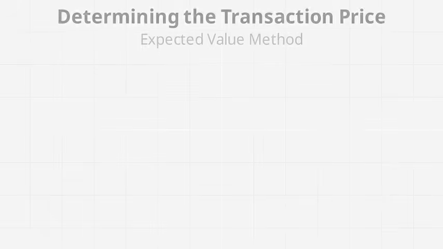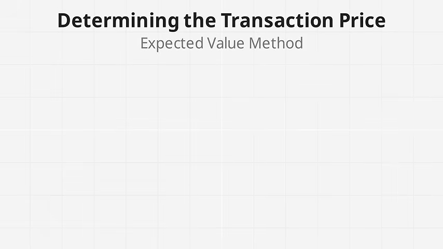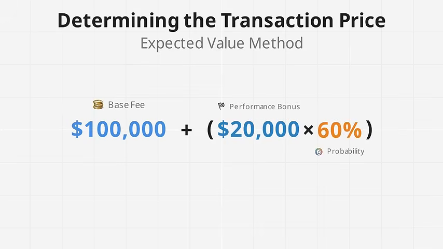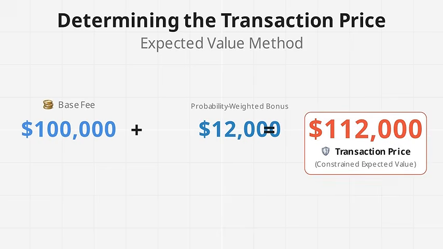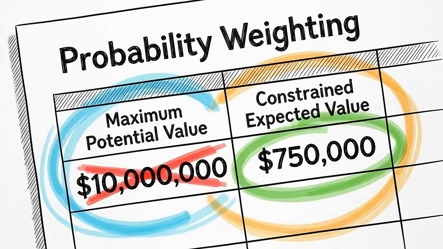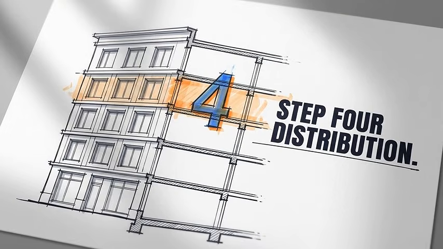This calculation matrix demonstrates the expected value method. If a contract has a $100,000 base fee plus a 60% probability of achieving a $20,000 bonus, the calculation yields a constrained expected value of $112,000. This constrained probability-weighted expectation defines the transaction price, which can result in a figure significantly different from the maximum potential contract value.